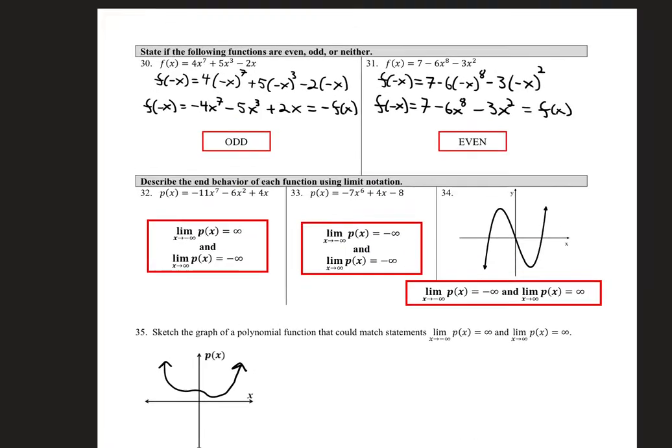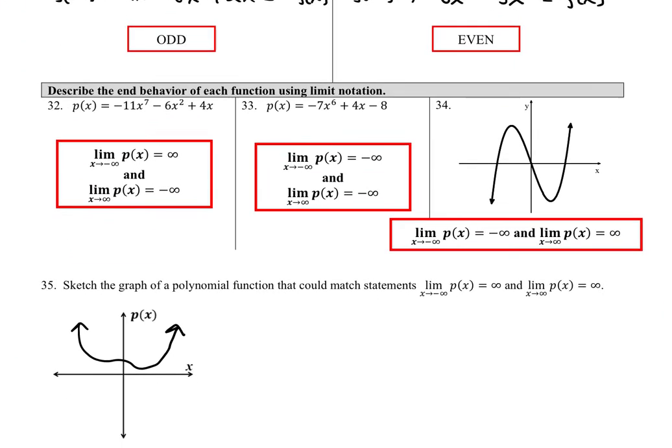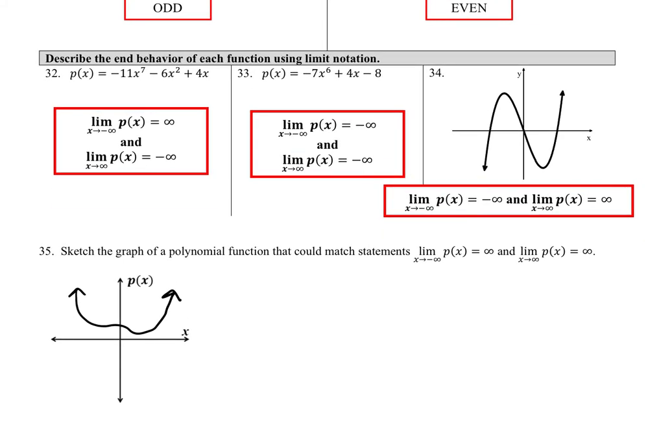All right, 30. This is your test algebraically. So I plug in the -x. If it goes back to the original like 31, then it's even. If every single sign changes like 30, it's odd. Then we've got our end behavior, to describe your limit notation to describe your end behavior. Be really careful with these signs, okay? It's going to be multiple choice because there's 4 options, right? And one little negative messes that whole thing up. So be really, really careful when you make that selection.